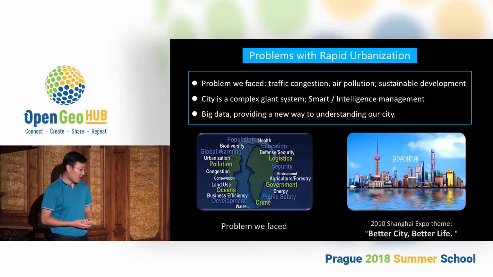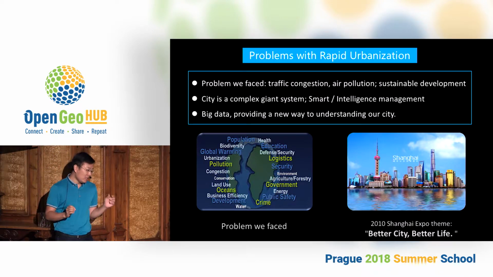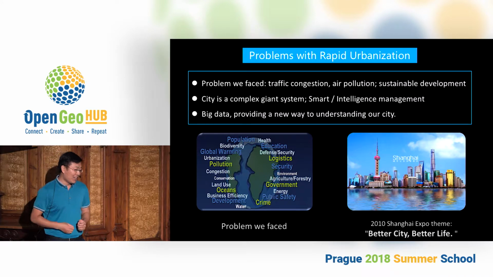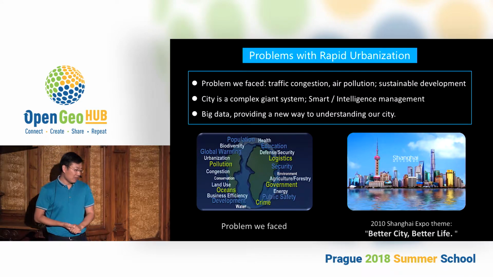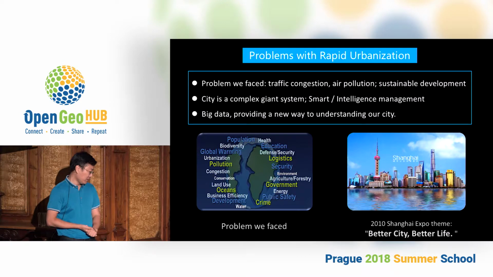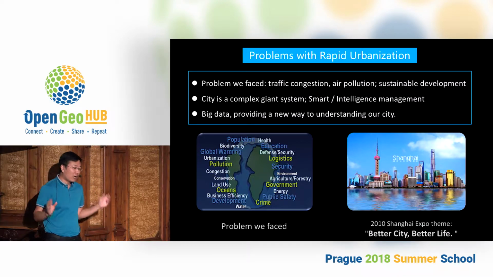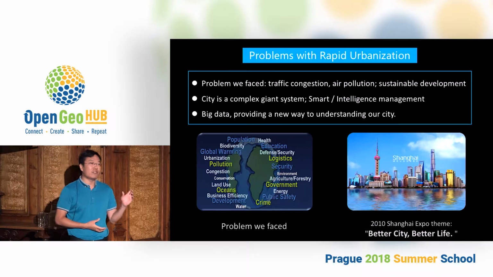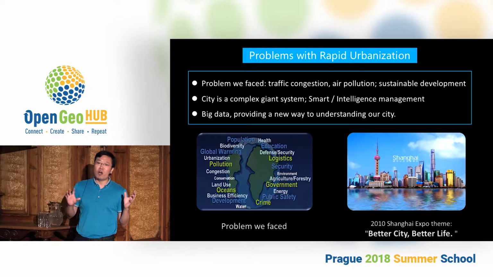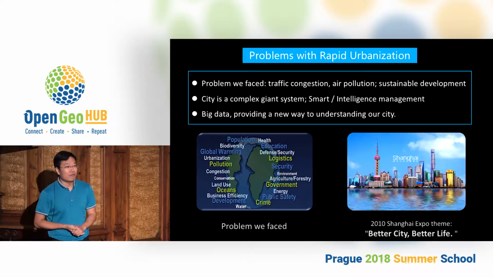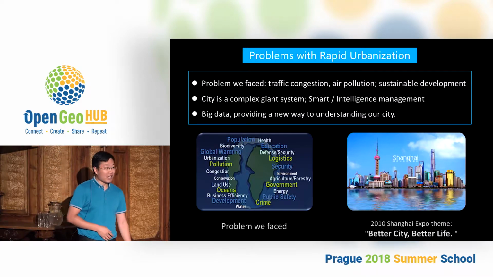But this kind of rapid urbanization brings a lot of problems, like traffic congestion and air pollution. Our urban sustainability faces a significant challenge. You know, a city is a complex giant system. We need smart and intelligent ways to manage it. Big data, from Earth observations to our daily life, does provide a new way of understanding our city.